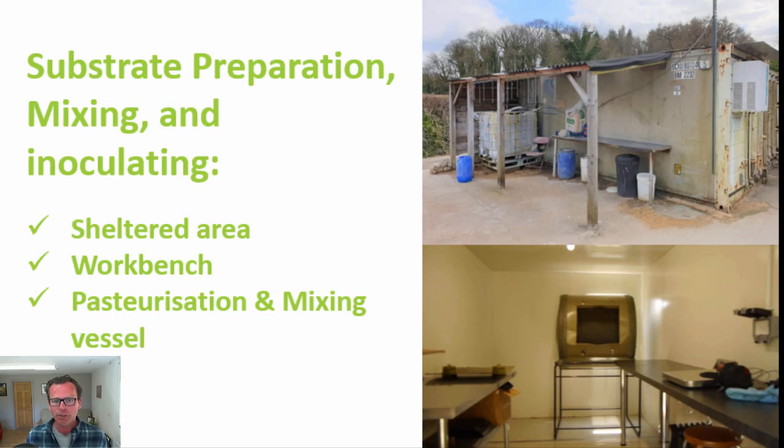So the first space you need is for substrate preparation, mixing and inoculating. It can be a sheltered area like you can see in the image there. You'll need a workbench and a pasteurization and mixing vessel. But that brings us to an important point. All of this depends on how you'll be growing your mushrooms, whether you want to sterilize your substrate or use clever materials like pellets and coffee grounds, and reduce the need to sterilize. Because sterilization comes with a whole range of different techniques, but also a range of investments that you need to make. For instance, an autoclave, or if you want to use pressure cookers, you can, but that all depends on your choice of substrate and your growing methods.